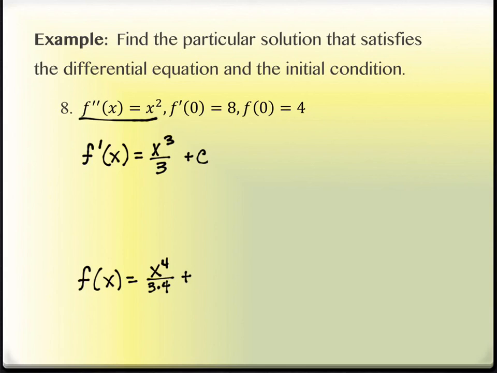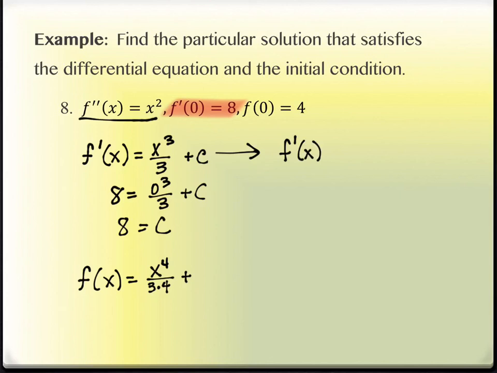Well, it told me that f prime of 0 is equal to 8. The f prime is 8, so that's the left-hand side. 0 is the x, so that's 0 cubed over 3. What will c be? It's 8. So this function, f prime, is actually x cubed over 3 plus 8. So far, so good? So coming down here again, I already did the first part. X cubed over 3 is now x to the 4th over 12. Plus what? 8x, because I found out that it was 8.